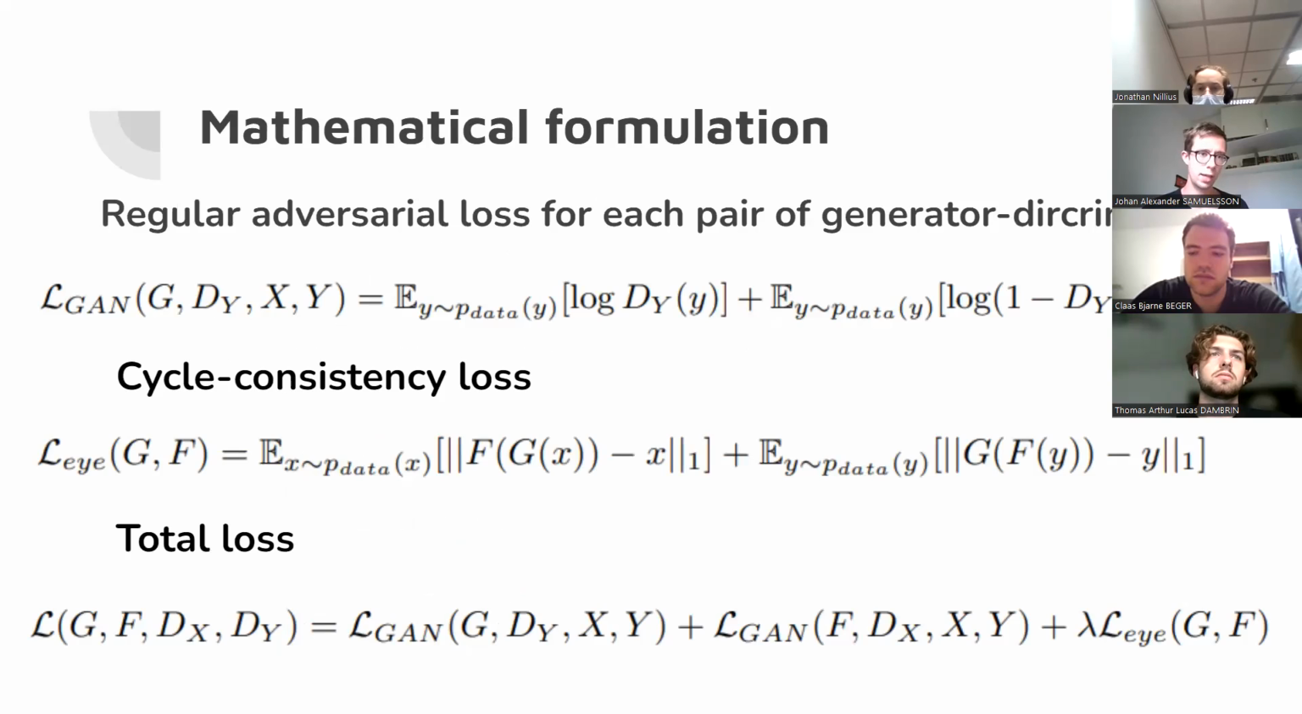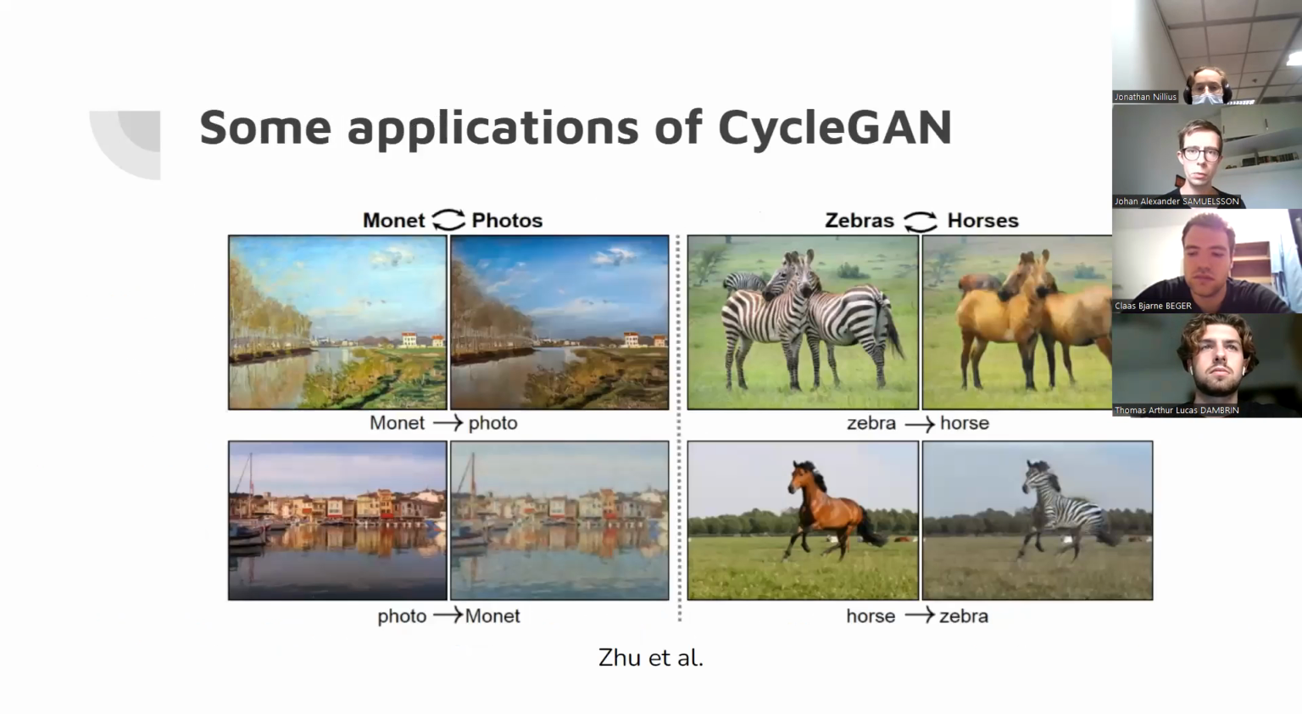Mathematically, we formulate this as first the regular adversarial loss that we had before, and this is for each pair of generator and discriminator. And then the cycle consistency loss is just the difference between the original picture and the picture that has gone the full circle in the model. And we do this for images from both the source and the target domain. We then mash everything together to get the total loss. So that's a quick overview of the model. Some applications we can see here. They perform quite well on this kind of translation, where the content is similar, but the style is what's changed.